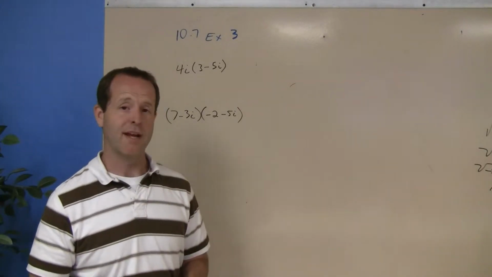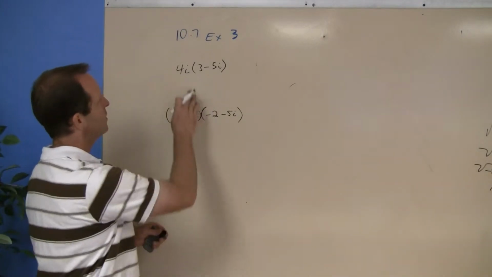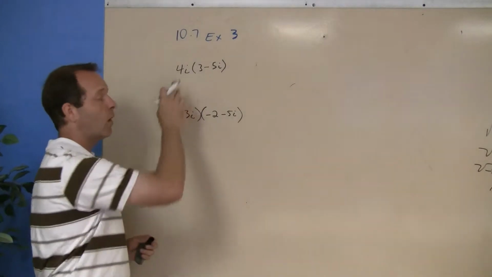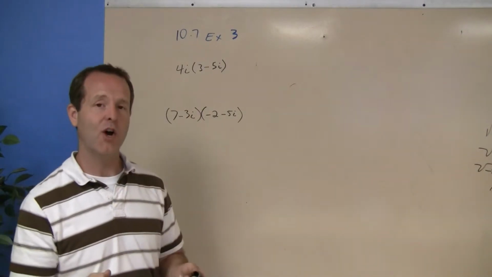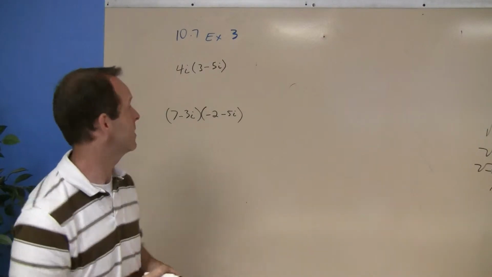I can also multiply complex numbers as well. So let's look at the two examples. The first one, I have 4i times 3 minus 5i. Yes, 4i is a complex number. Even though there's no real number component to that, it's still a complex number.